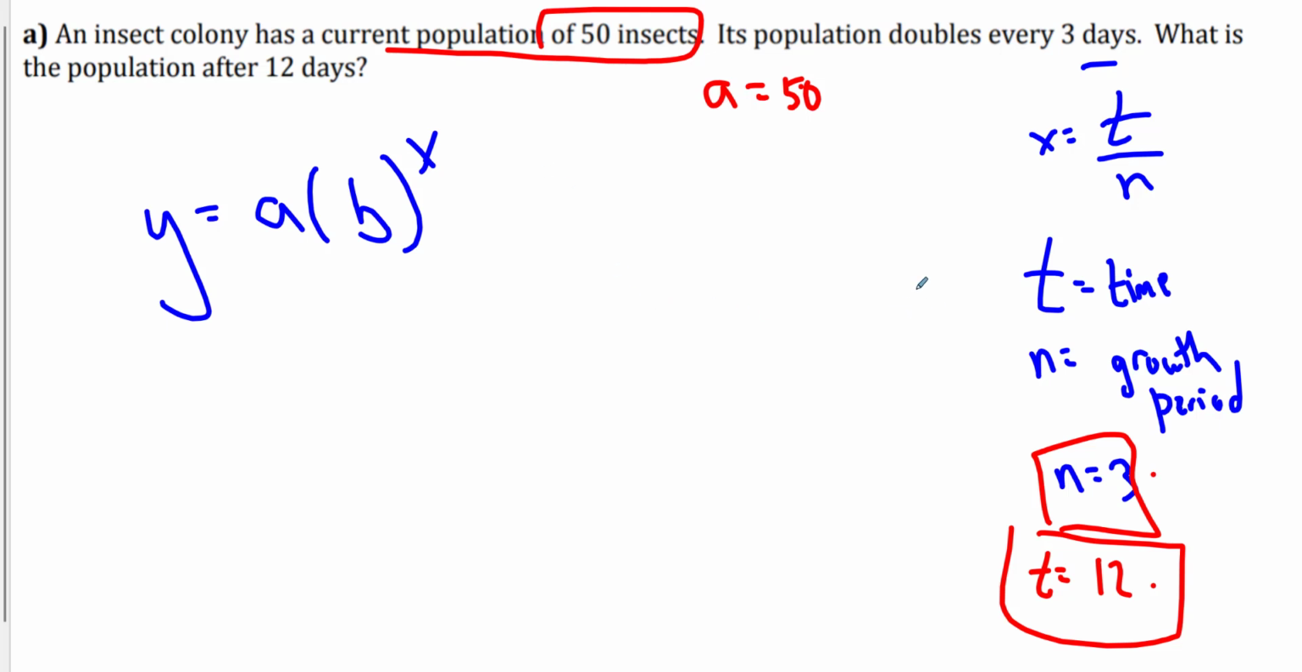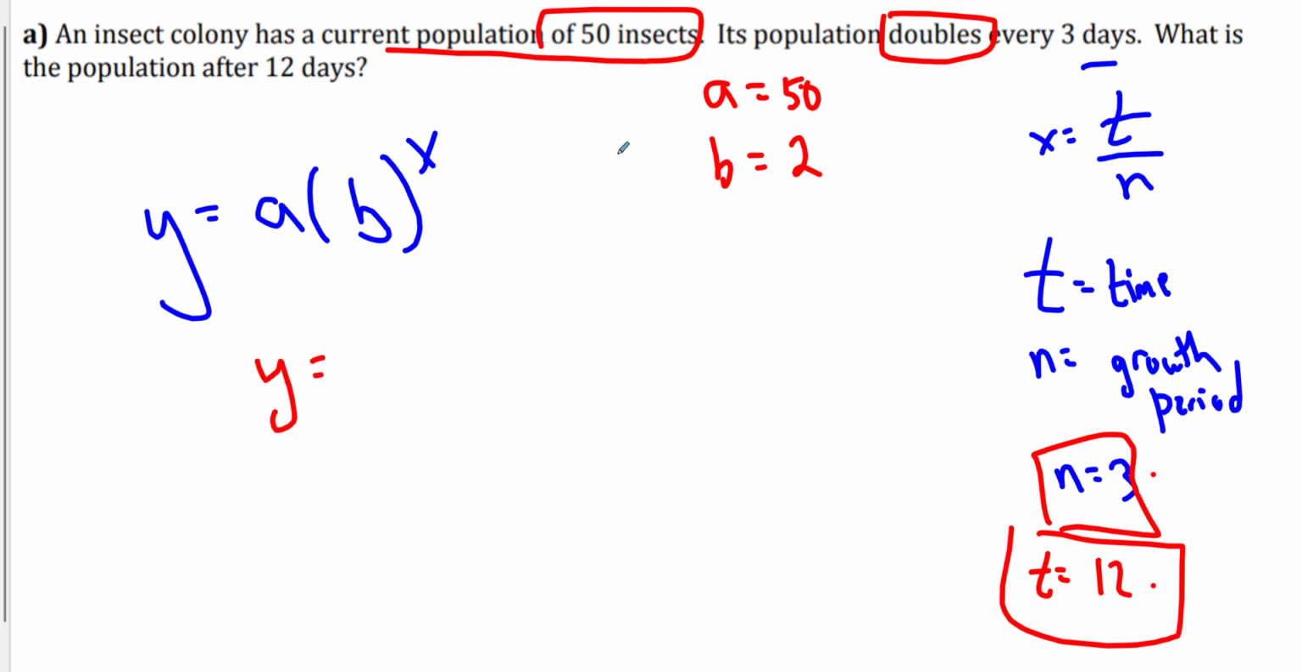But yeah. Okay, so a is 50. What's my b value? What's my growth? By how much am I growing? I'm doubling, right? So my b value is 2. Doubling. It's going up by 2, timesing by 2.